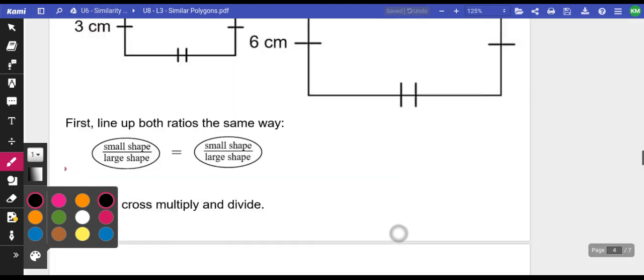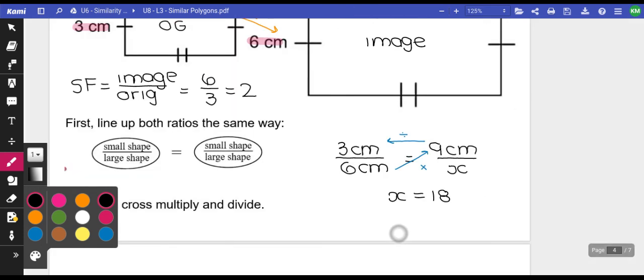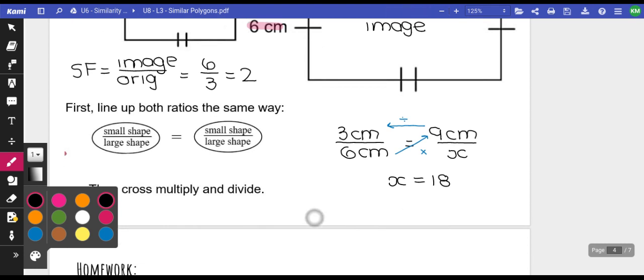So that's your other way to do it. You either find the scale factor and apply it, or you can use your cross multiply and divide. If you're using cross multiply and divide, it's always small over large.